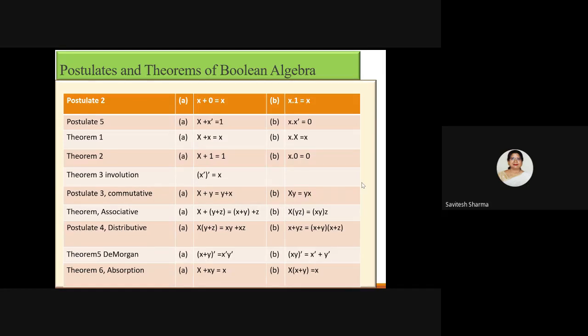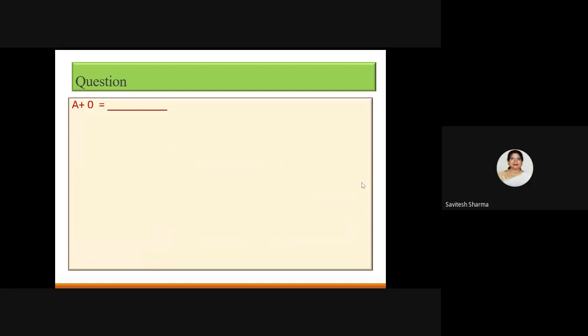Now we will see how you practiced. This is just for mind drilling. Just tell me the answer. A plus 0 is, if you remember the theorem. This is the single variable operation, and this expression shows you the identity for operator plus. So A plus 0 is A.